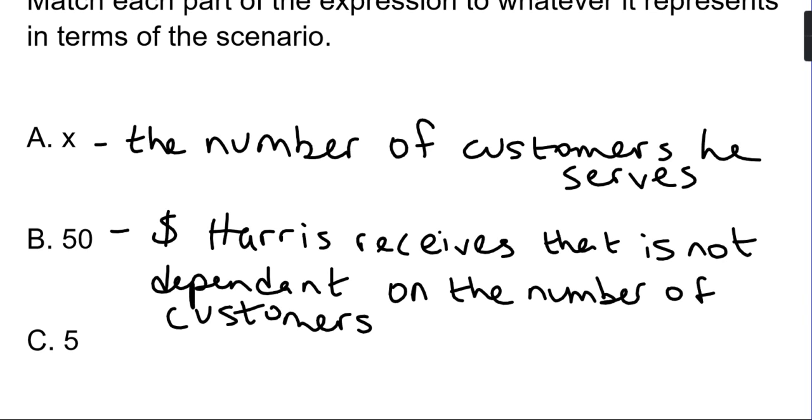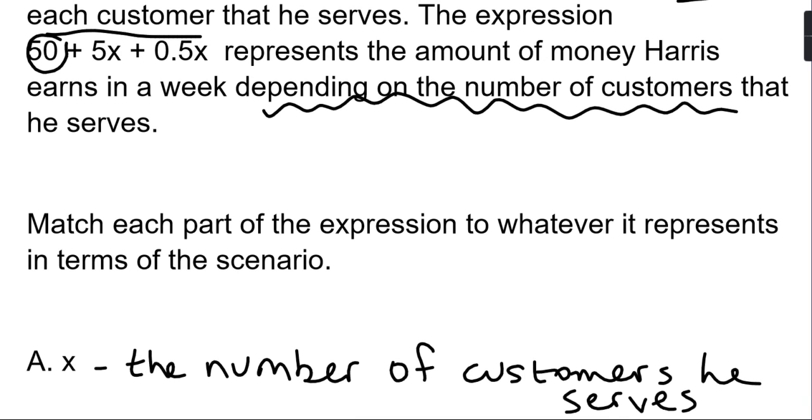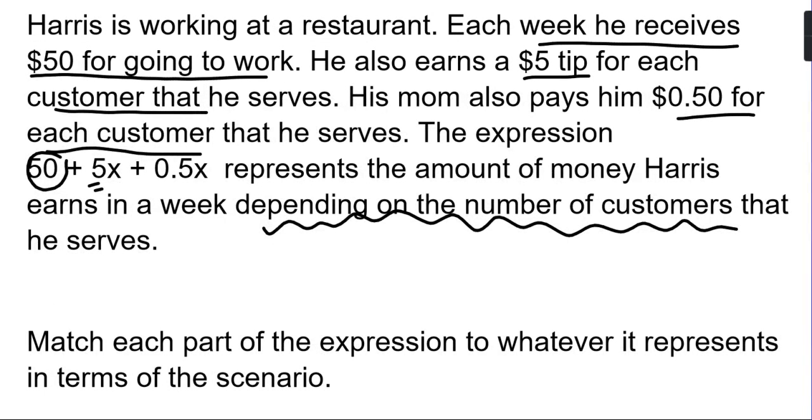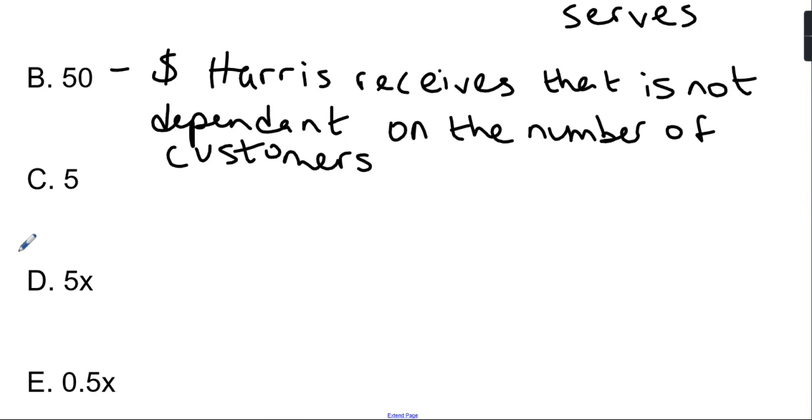Then we have 5. Okay, 5 we saw right here is getting multiplied by the number of customers. And if we go back to the scenario, it says it's a $5 tip for each customer. So $5 is the amount of money he gets as a tip for each customer. I'm not going to write it in just because it's going to get too messy, but 5 represents the number of dollars from one customer's tip.